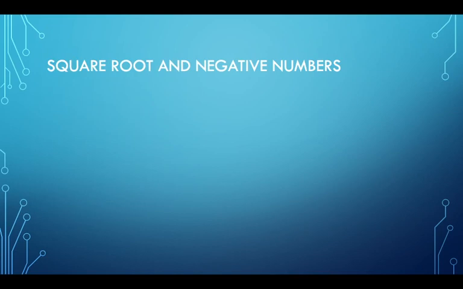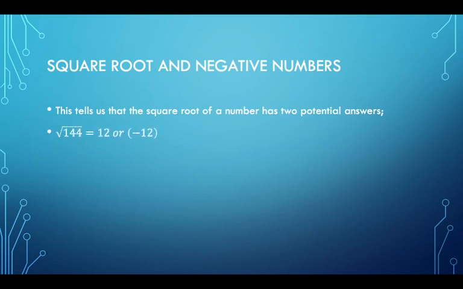So, square root and negative numbers. This tells us that the square root of a number has two potential answers. So, square root of 144 is either going to be 12 or negative 12, because both 12 squared and negative 12 squared give you 144. This is the same with the square root of any number. So, the square root of 49 could be 7 or negative 7.